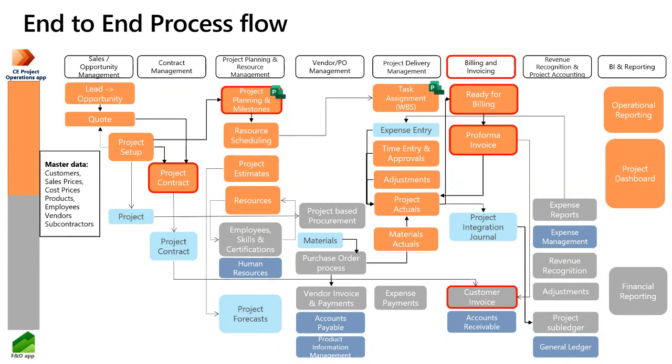This high-level diagram showcases the end-to-end Project Operations business scenario and how different areas interact with each other. Today we'll be focusing on billing and invoicing, and of course we cannot do that without going a little bit through project contracts and project planning. For other business processes, please check out our Project Operations Tech Talk series. This and the next slide will show you different process diagram perspectives of the billing and invoicing capabilities.